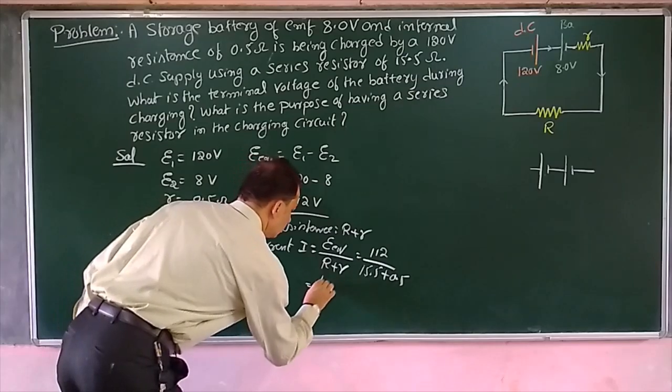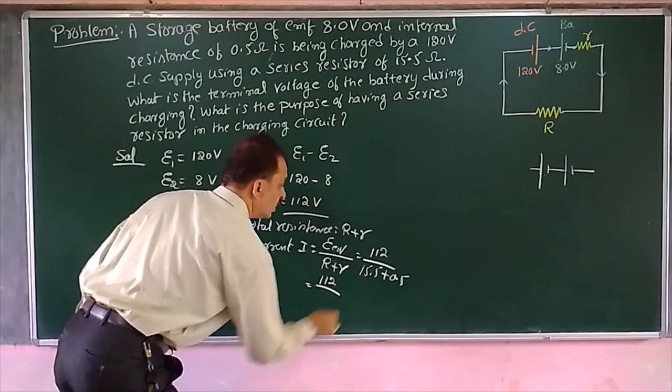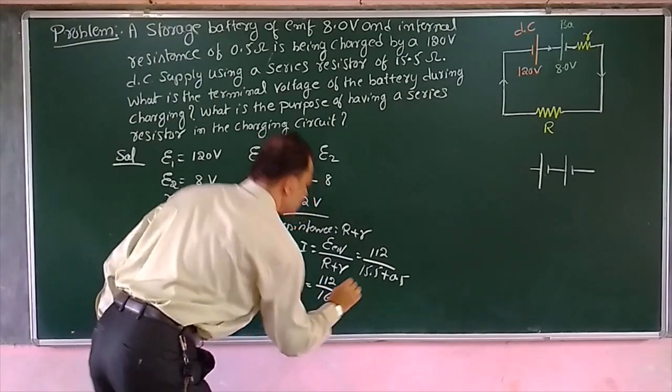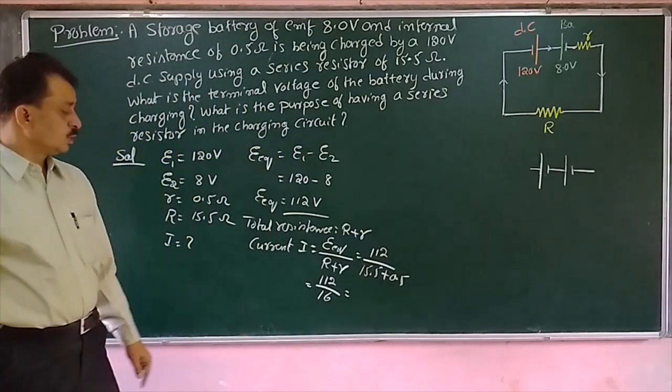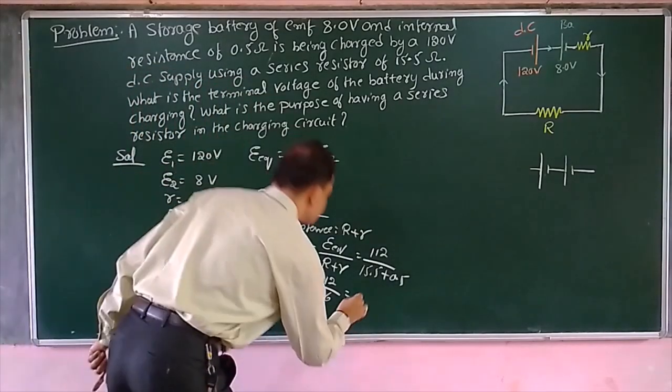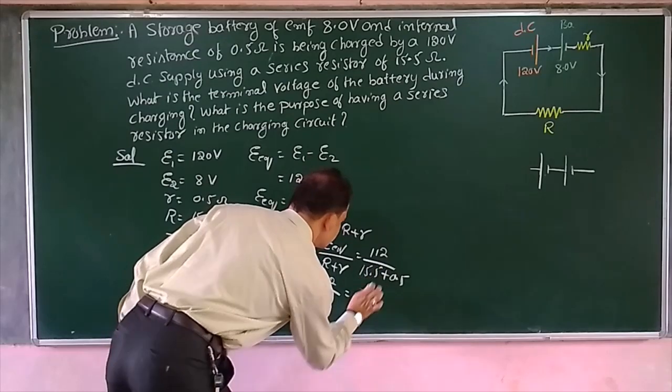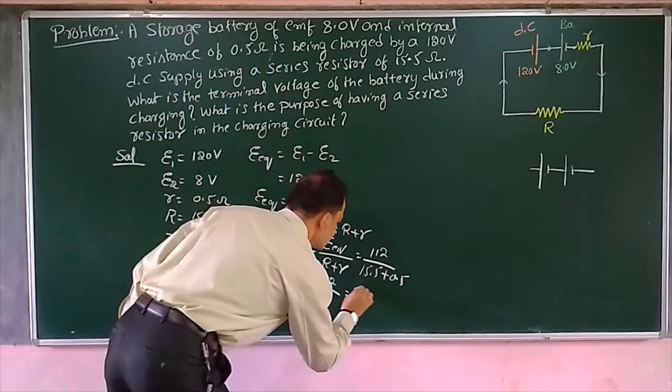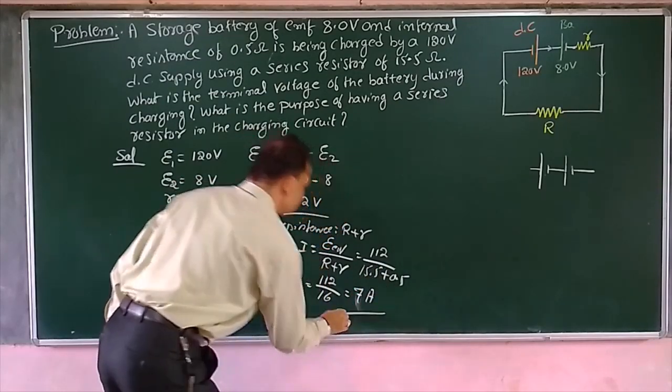Now that is equal to 112 by 16. So 16 ones are 16, 16 sevens are 112.